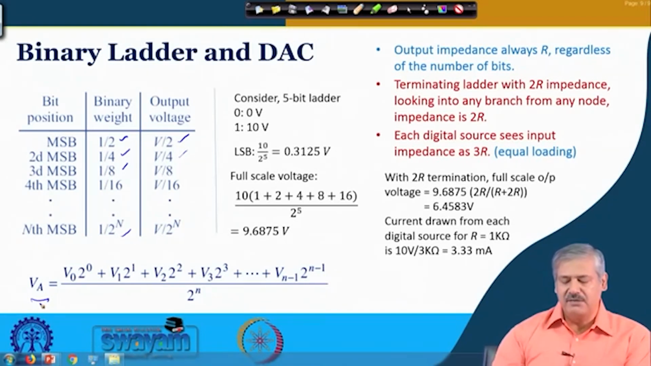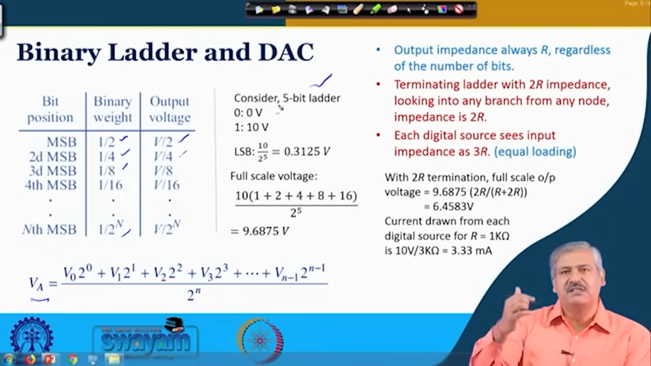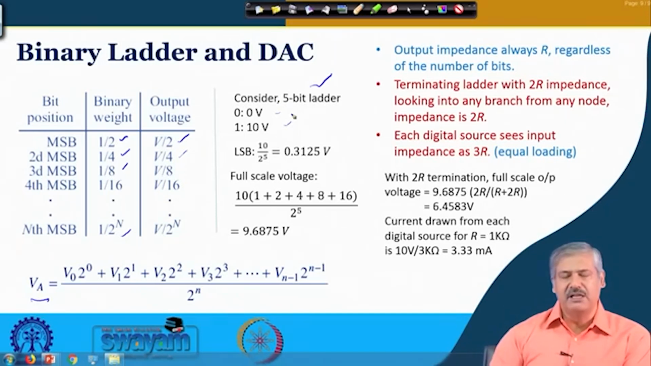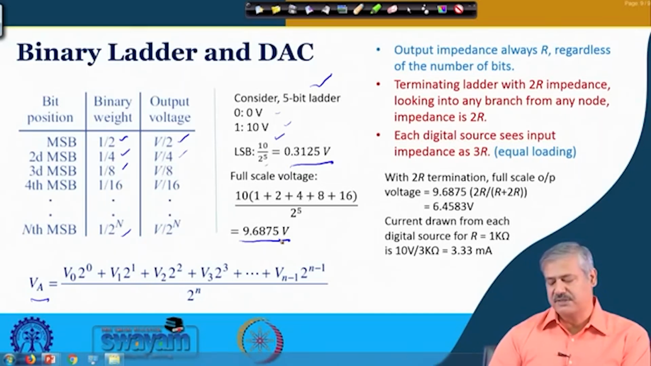And if we consider a 5-bit ladder, just as an example, and we consider 0 as 0 volt, the digital binary input that is there, and 1 is 10 volt, logic low is 0 volt, logic high is 10 volt, corresponding to the binary equivalent 0 and 1. Then the LSB will be 10 by 2 to the power 5, so 0.3125 volt, right, and the full scale voltage, when all the bits are 1. So, this is 10 into 1 plus 2 plus 4 plus 8 plus 16, you are putting those values, divided by 2 to the 5. So, it is 9.6875 volt, okay, it is not 10 volt, it is 9.6875 volt.